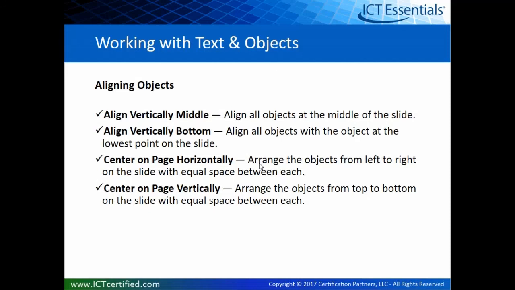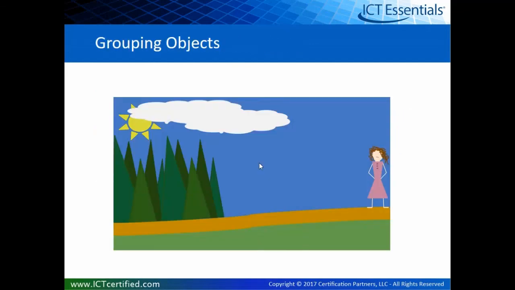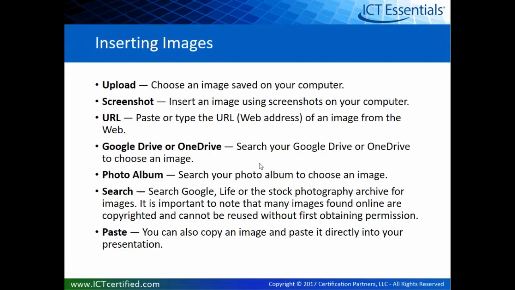Inserting images. Upload. Choose an image saved on your computer. Screenshot. Insert an image using screenshot on your computer. URL. Paste or type the URL web address of an image from the web. Google Drive or OneDrive. Search your Google Drive or OneDrive to choose an image. Photo album. Search your photo album to choose an image. Search. Search Google, Life, or the stock photography archive for images.